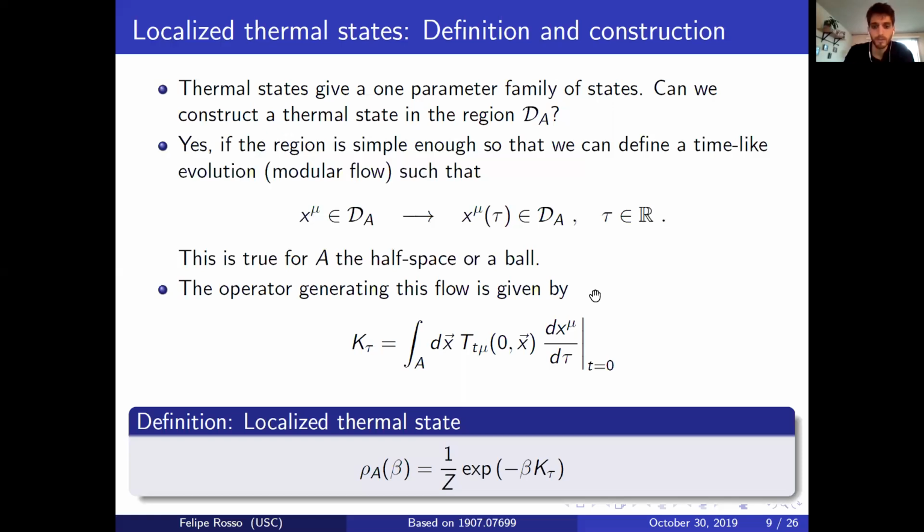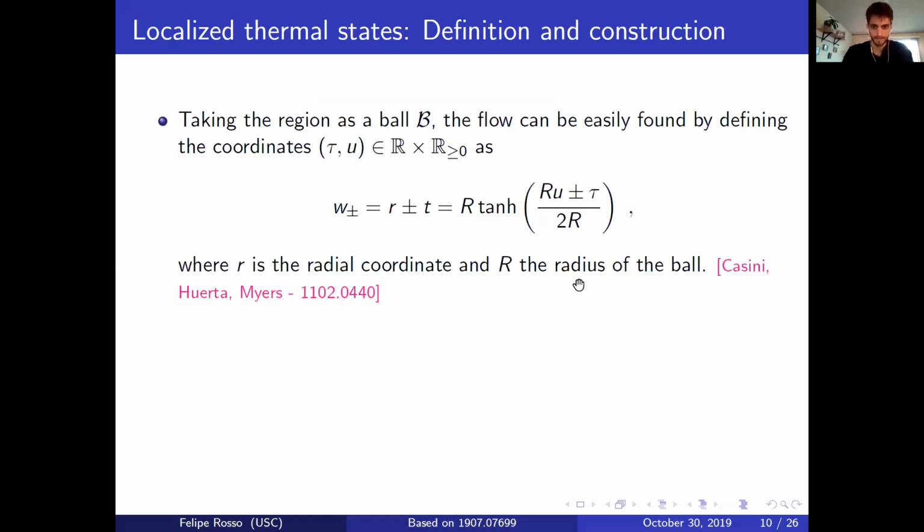Good. So this is what I mean by a localized thermal state, and from now onwards, I'm going to consider the case of the ball, since I think it's more interesting. So let's consider a ball B, and let's first discuss this modular flow, this flow given by tau. What is it given by? This has been known for a while now. And the way in which you construct this tau coordinate is the following.